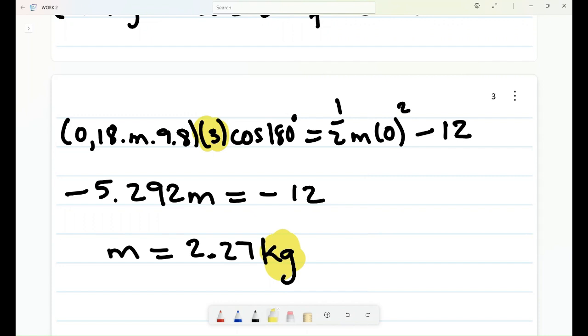In physical science, you use kilogram. In chemistry, you use grams. I still repeat. So yeah, that's all you are required to do.